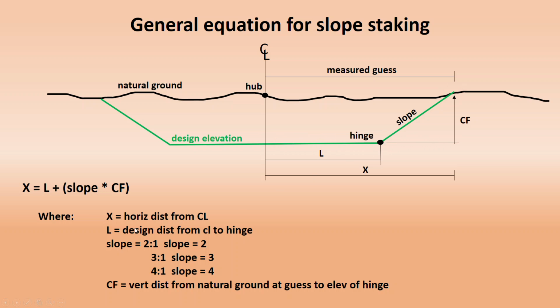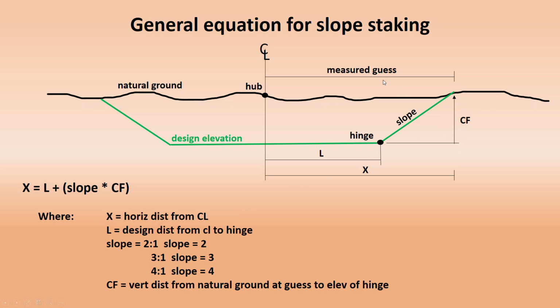Come back here to our variables. Slope is the designated slope of that surface. If we're designing a 2 to 1 slope, we use the number 2 in our equation. If we're doing a 3 to 1 slope, we use the number 3. And obviously, a 4 to 1 slope, you see where this is going, we use the number 4 in our equation. And then CF stands for cut fill. Cut fill is the vertical distance from the hinge point up to the natural ground.